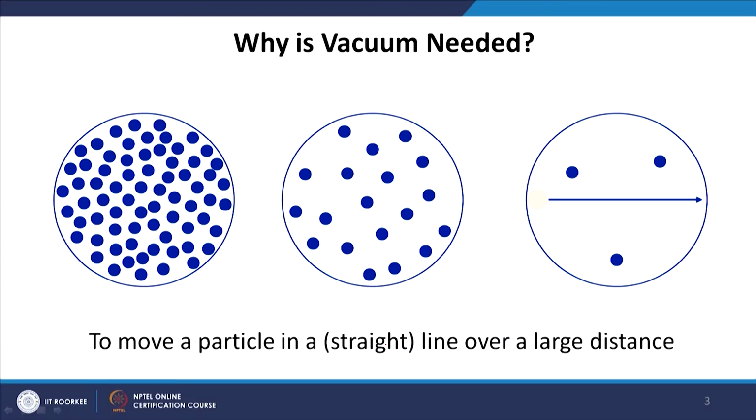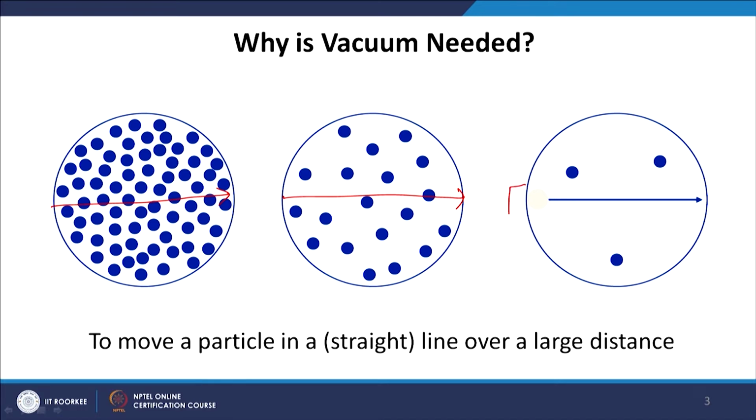Now, what will happen if we want to move a particle in a straight line over a large distance? In this case the particle has to collide each and every time with these blue spheres. But here you can imagine the number of collisions is much reduced in comparison to the first case. In this last case, the probability of collision is very low in comparison to the first and the second.